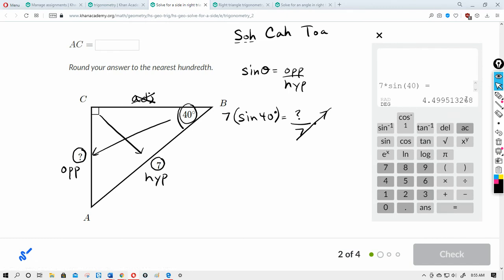And remember you want to round to the nearest hundredth, that's 2 decimals. Because this number here is more than 5, you have to round up. So this 4.49, you round that up to 4.50. And that number goes in the box.